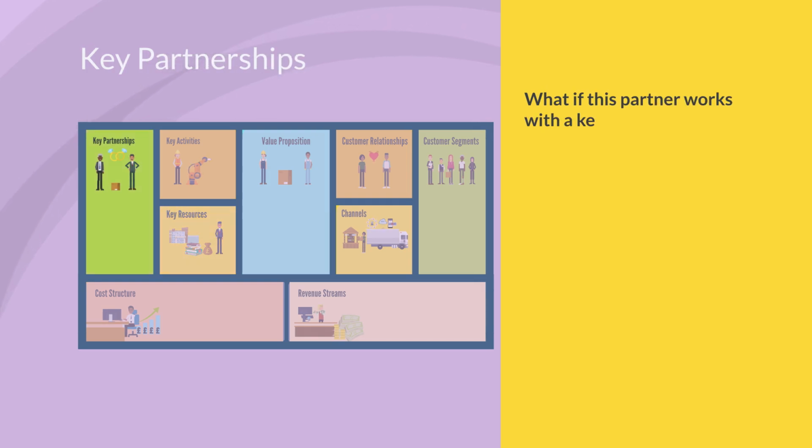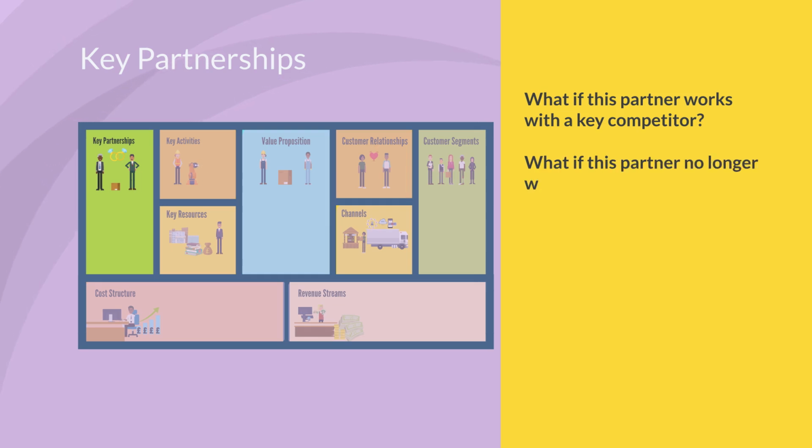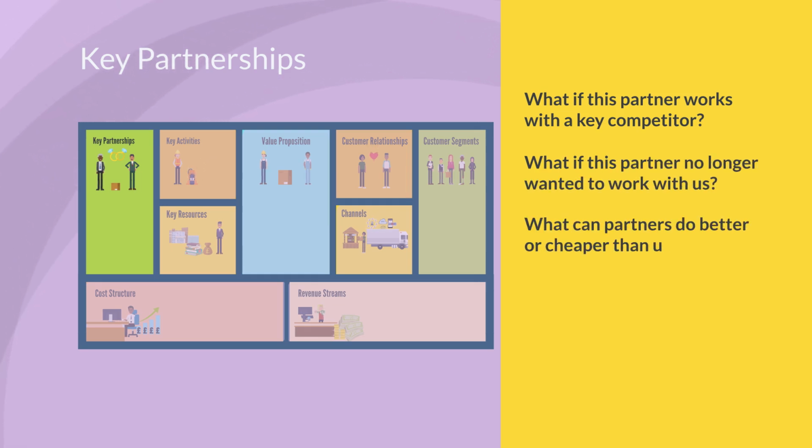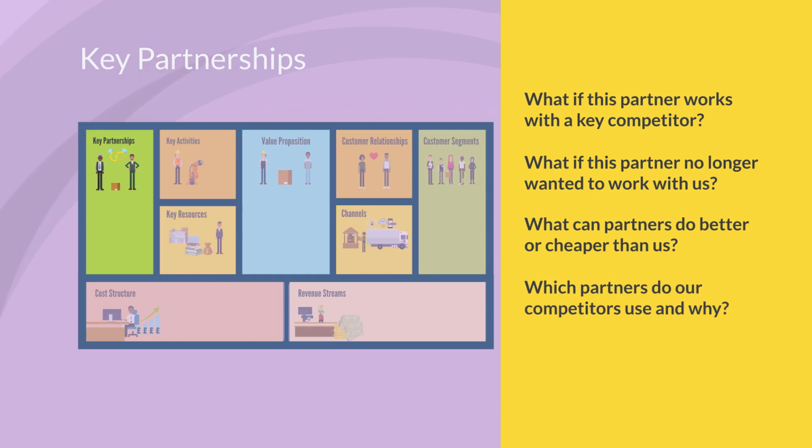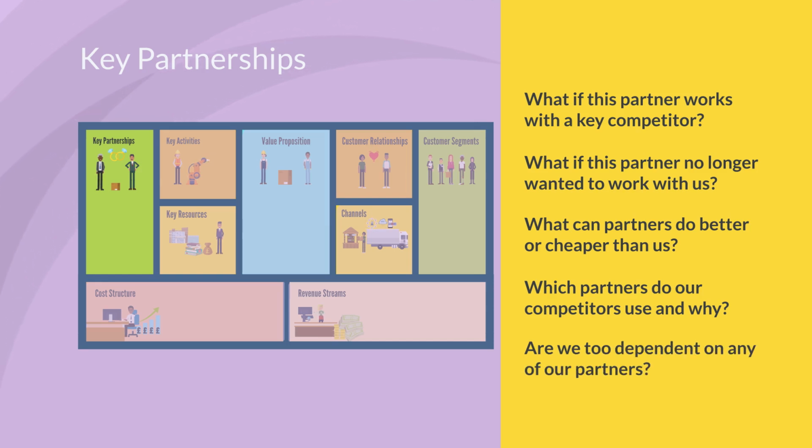What if this partner started to work with one of your key competitors? What if this partner no longer wanted to work with you? What can partners do better or cheaper than you can? Which partners do your competition use and why? And are you too dependent on any of these key partners?